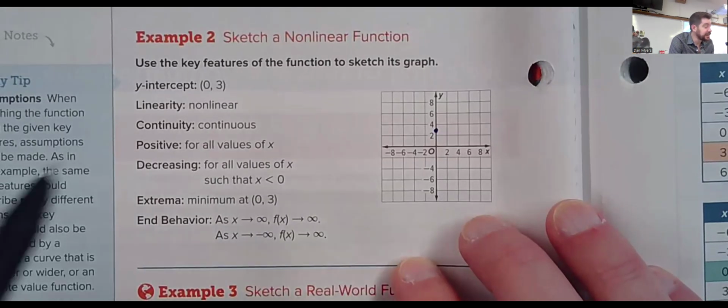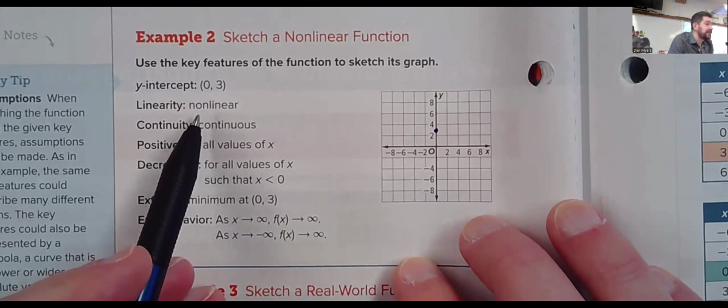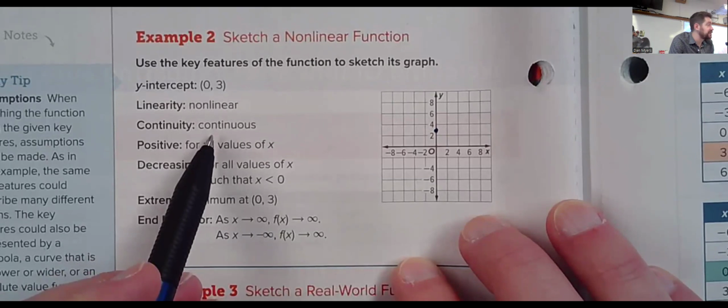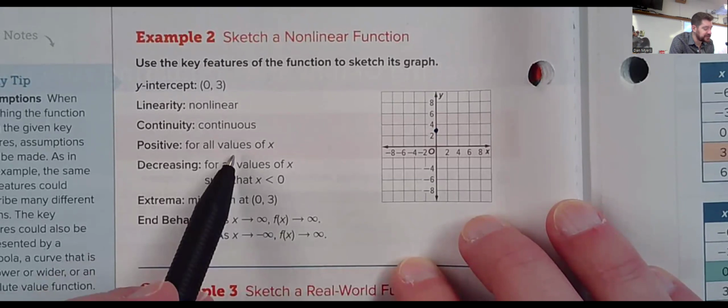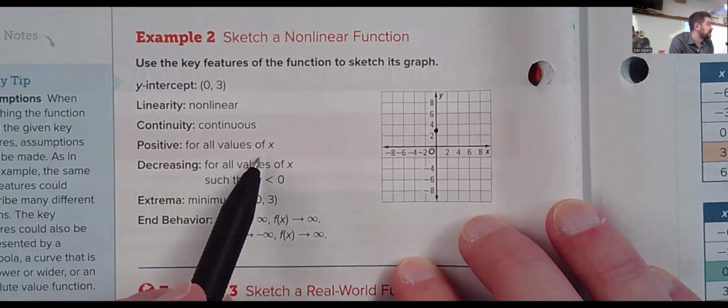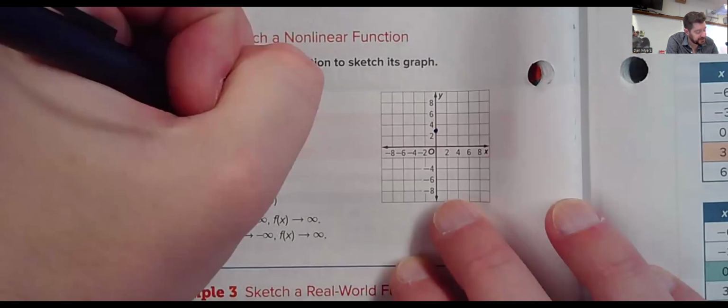We have a nonlinear function this time. So this is not going to be a straight line. It is continuous, meaning we could draw the entire function without lifting a pencil. It's positive for all values of x, which means there are no x-intercepts. This graph does not cross the x-axis. So that would be a good note here.